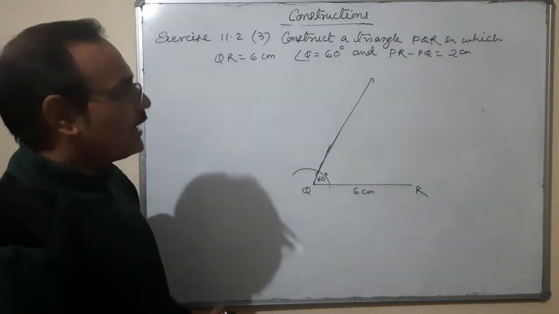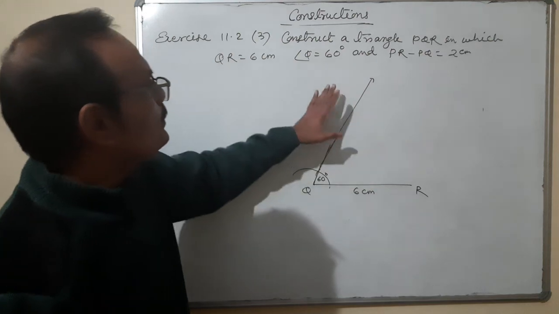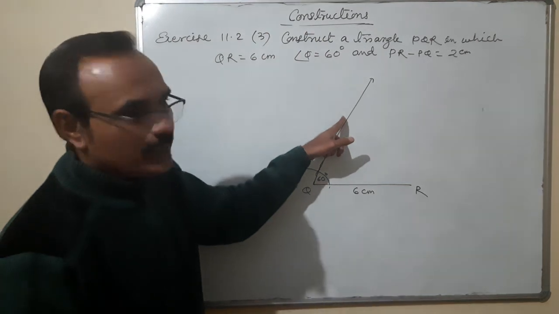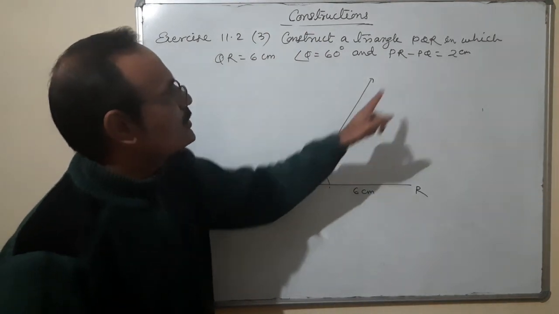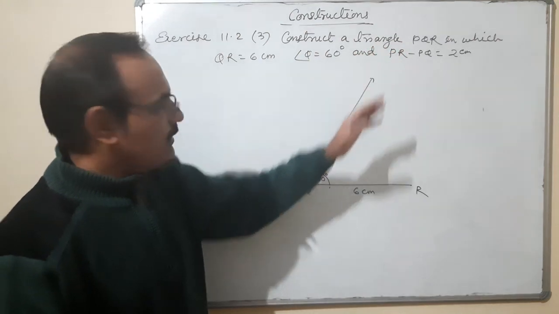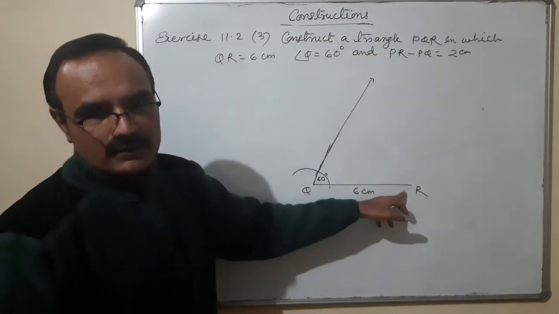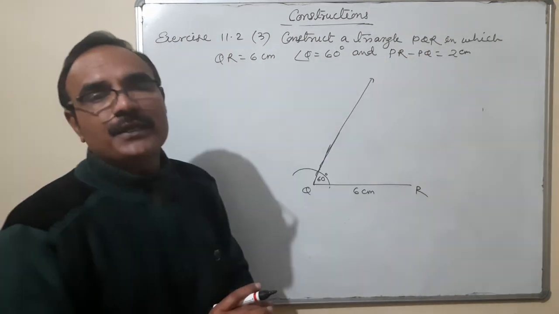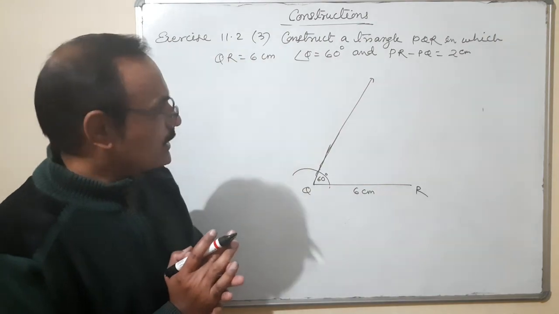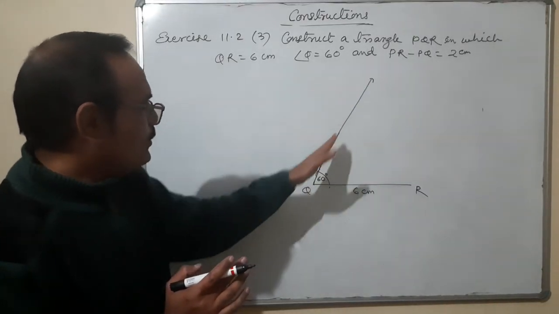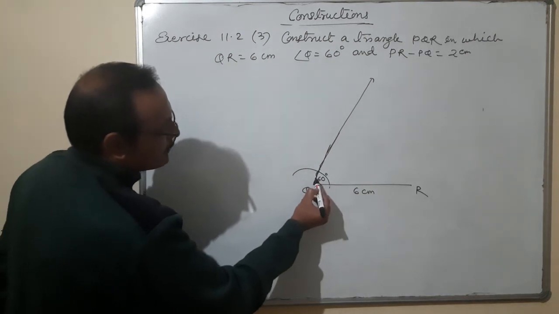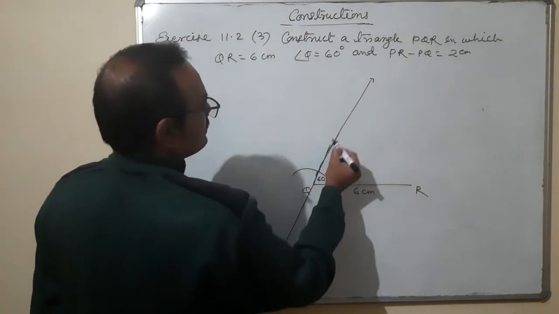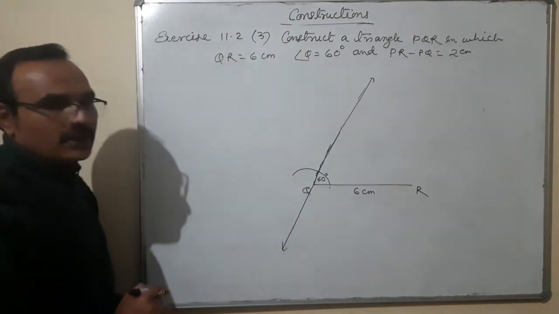After that, P must be on this ray. PR minus PQ, suppose P is coming here. So here PR minus PQ is equal to 2 centimeter. In question number 2, it was given that PQ minus PR, so there was no problem at all. The difference is here, it is given that PR minus PQ. So whenever it is given that PR minus PQ is equal to 2 centimeter, that means we have to extend the ray to the back side.